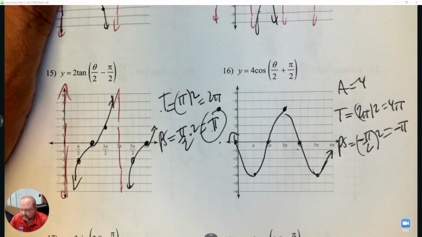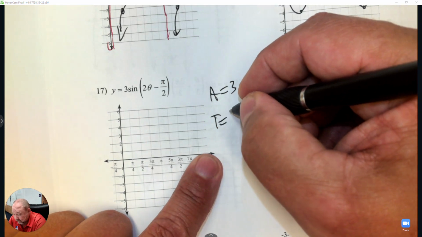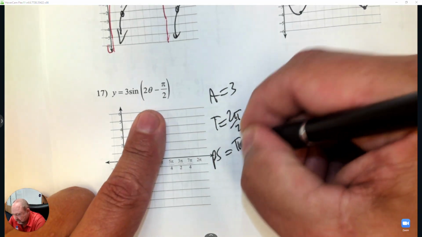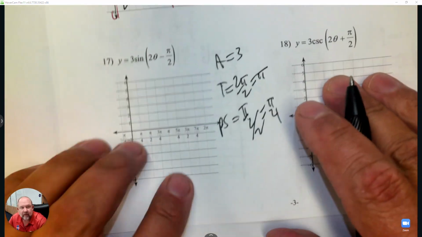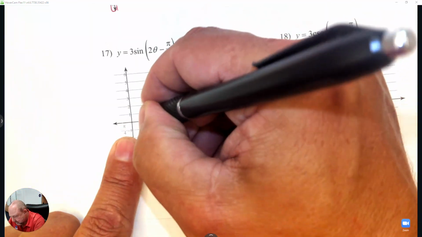And then graph it. Number 17, amplitude is 3. The period is 2 pi divided by 2. The phase shift is positive pi over 2 divided by 2, which is pi over 4. So start at pi over 4, and sine starts in the middle.